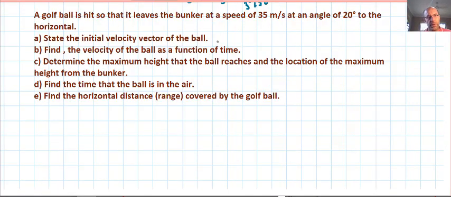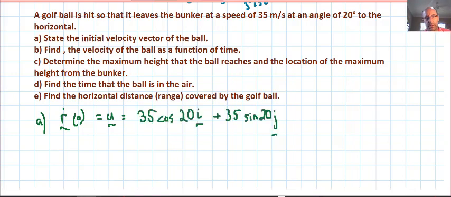Example 2: a golf ball is hit so that it leaves the bunker at 35 meters per second, angle 20 degrees. That's your launch angle, angle of projection. State the final velocity of the ball, and we've got 4 other things to do after that. So, part A, the initial velocity vector, which you might want to call U or V naught. 35 cos 20 i plus 35 sin 20 j, evaluating that because they're not exact values: 32.9i plus 12j meters per second, just like in the previous example.